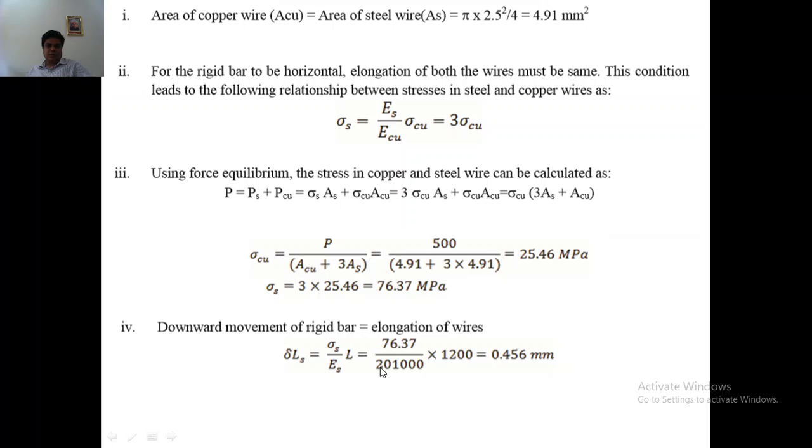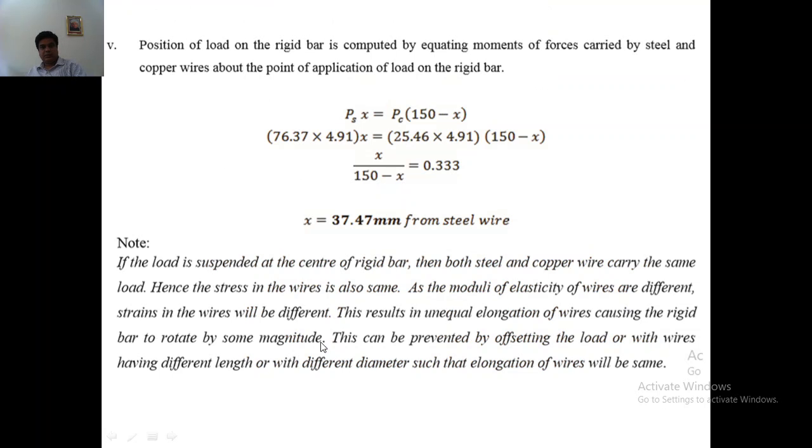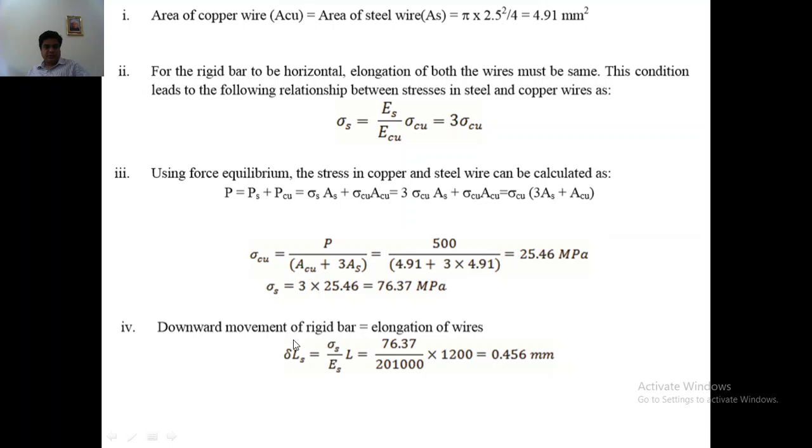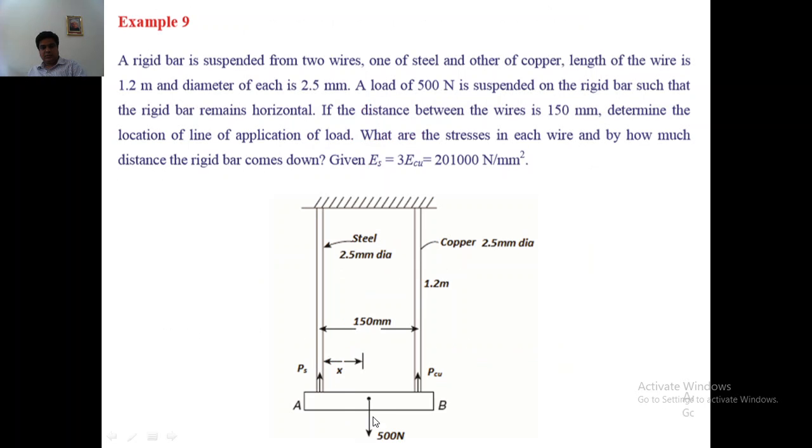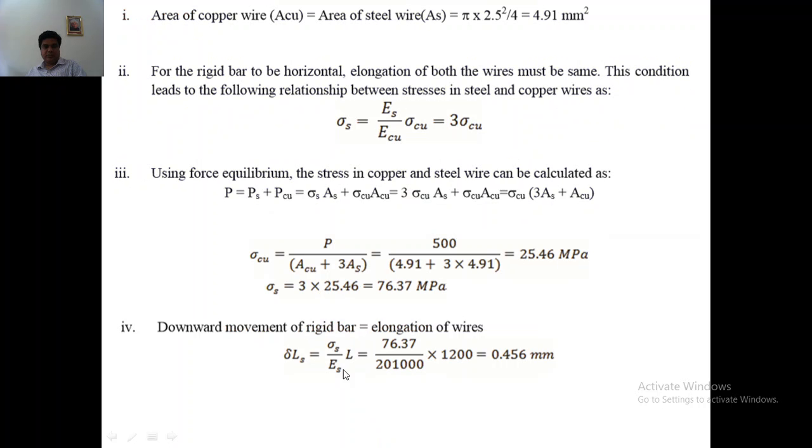Now we will find the elongation. What is important here is that the downward movement of the rigid bar is equal to the elongation of the wires. That is, the rigid bar will move down, and that will be equal to the elongation of the wires. The elongation or displacement of the rigid bar or the weight, how much this weight moves down, is equal to the elongation of wires.